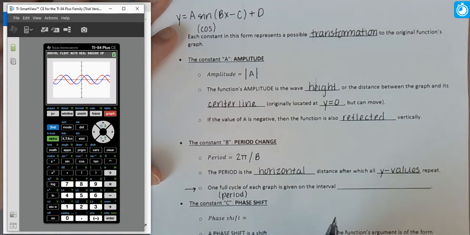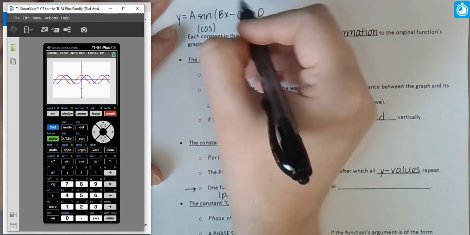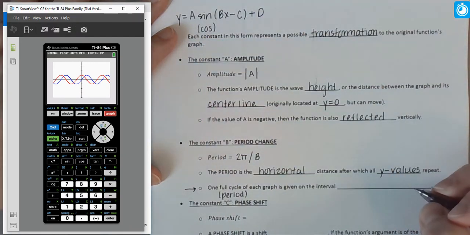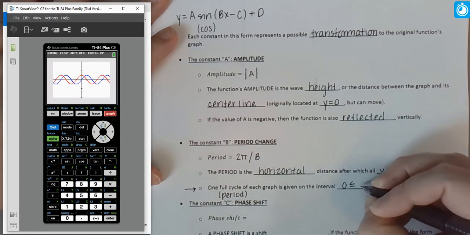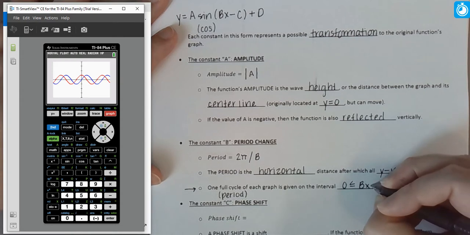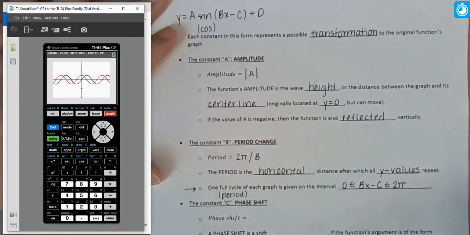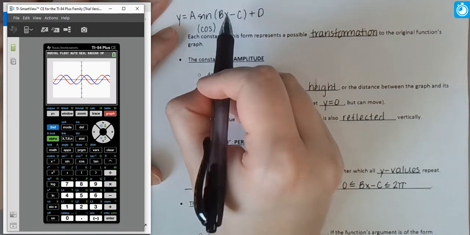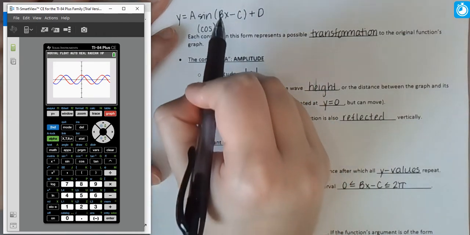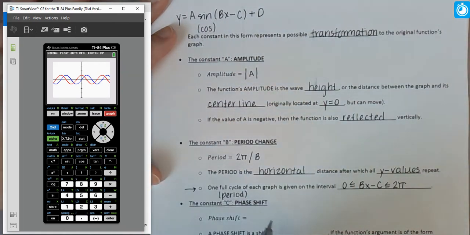So the standard interval goes from 0 to 2 pi. Our input, representing our radian measure, also has to go from 0 to 2 pi. Why is this inequality important? Well, if we have values inside our trig function altering our x value, that changes how we're going to repeat. It changes what the graph is going to look like horizontally.